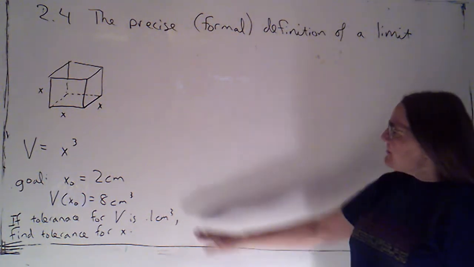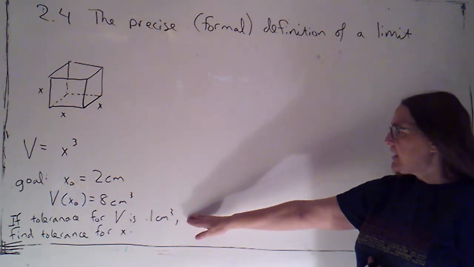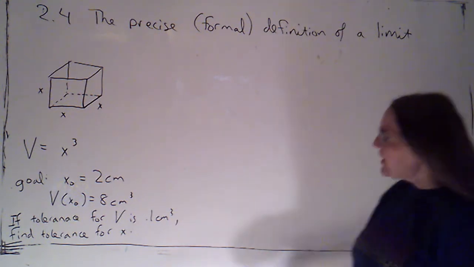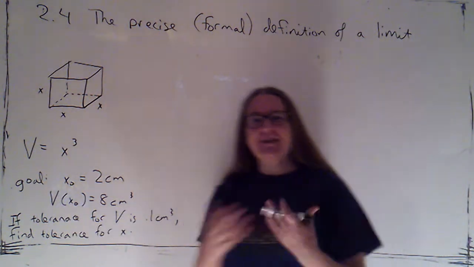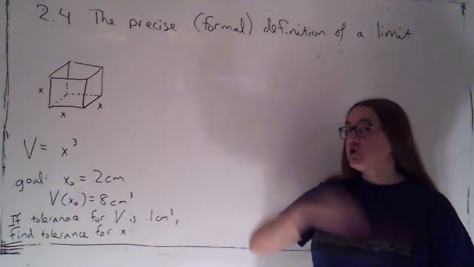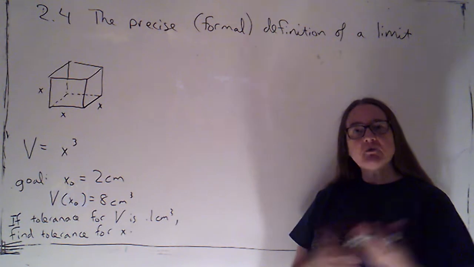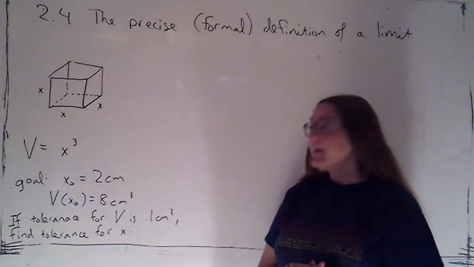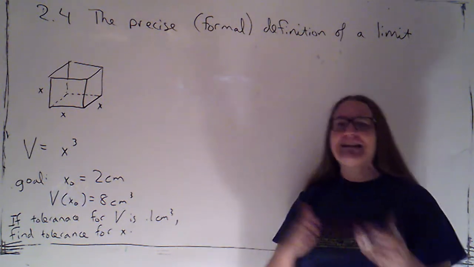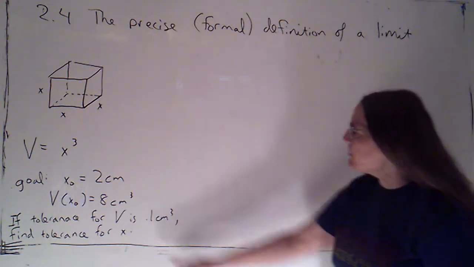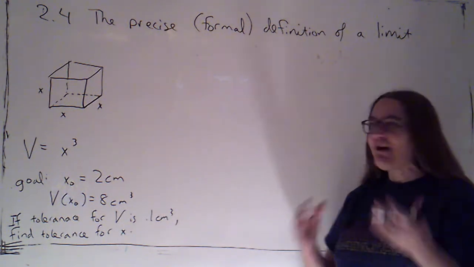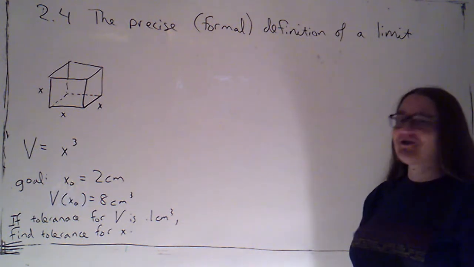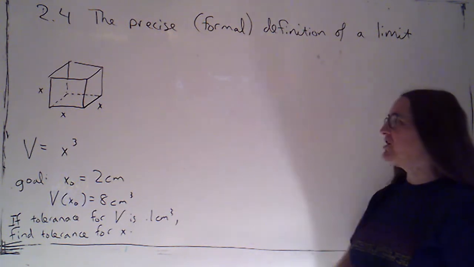Okay, and I'm telling you what the tolerance is for volume. The tolerance is 0.1 cubic centimeter. And generally when you're given tolerance just in words, it's understood that that's the direction that you can go too high or too low. Sometimes you'll see the tolerance written as plus or minus 0.1 cubic centimeters. Sometimes you'll be just told that's the tolerance, but it's the tolerance in either direction. Okay, and so we want to find the tolerance for x. How far away from our target of 2 centimeters can we be in order to make sure that the volume is within 0.1 cubic centimeters?